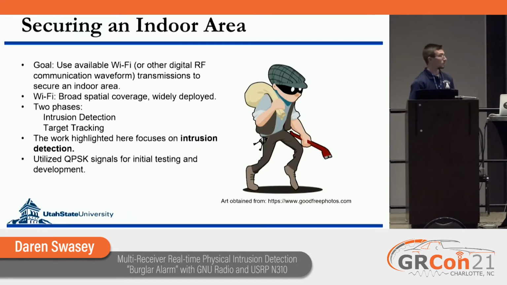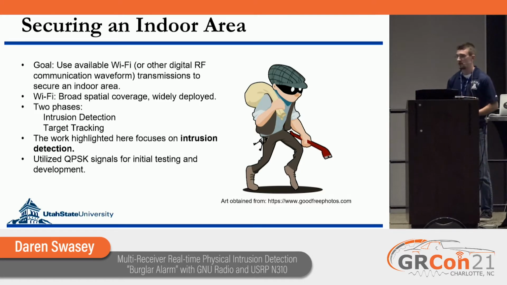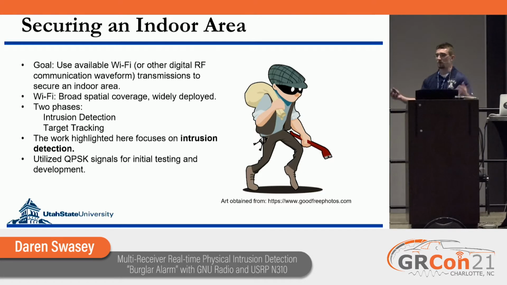Our goal in the research we've been doing is to be able to secure an indoor area using RF signals. The main intent is to use Wi-Fi, but at the current stage of development, we're using QPSK to prototype and develop the algorithms we need to do that security. The reason we want to work towards using Wi-Fi is because it is available in many, if not every, building that you could possibly be in. It has such a broad coverage and acts as a really good signal of opportunity to grab data from and detect if somebody could potentially be intruding in an environment.